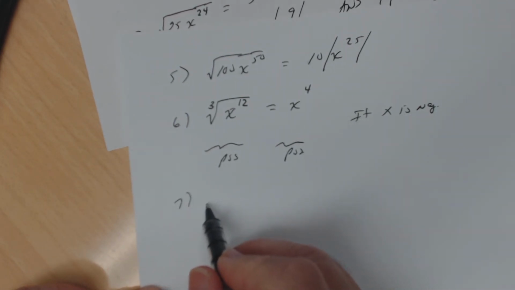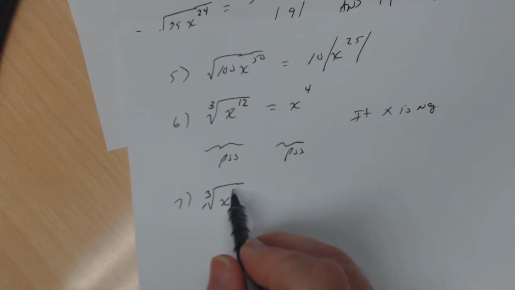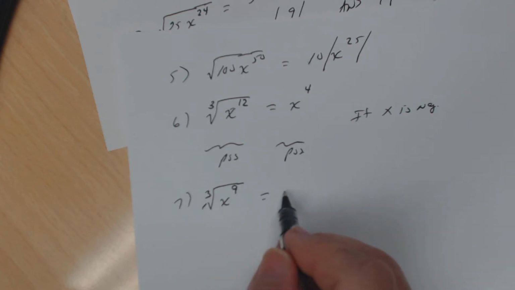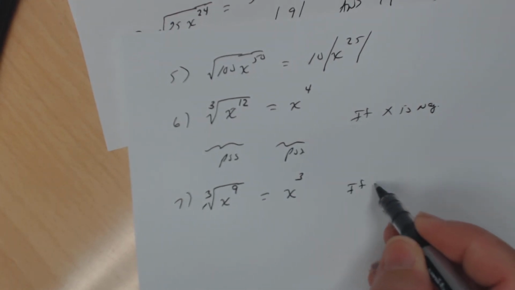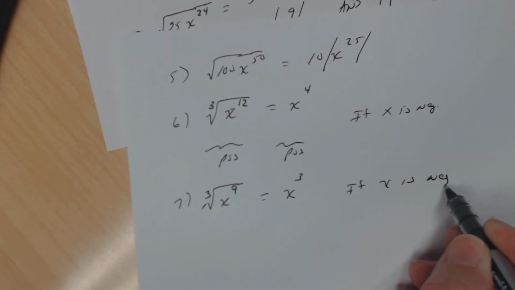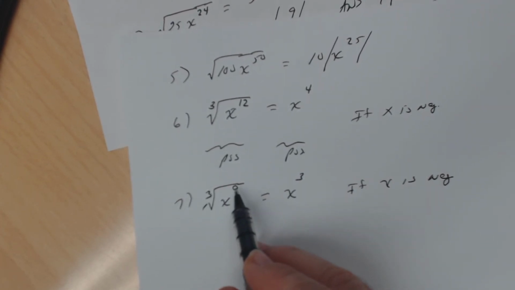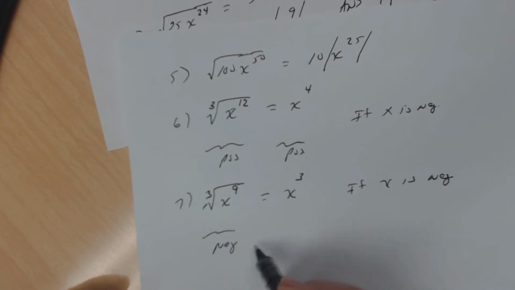Let's do another cube root just to show you what's going to happen. What if I had the cube root of x to the, let's say, 9th power? And we all know that's going to equal x to the 3rd power. What happens if x is negative? If x is negative, a negative number raised to an odd power is negative. The cube root of a negative number is negative. That's going to be negative right here.